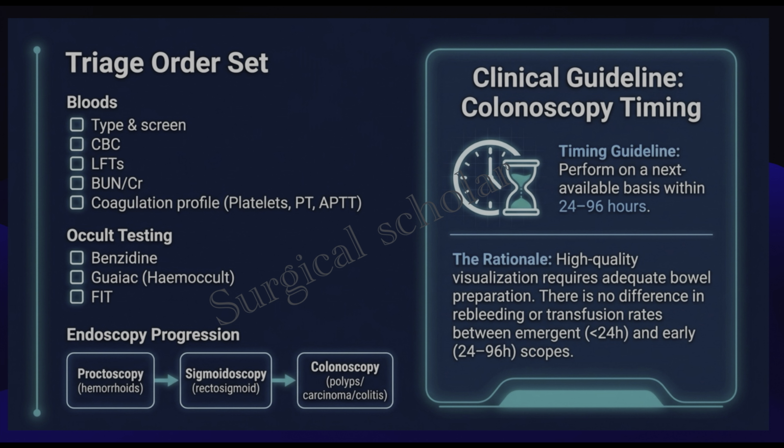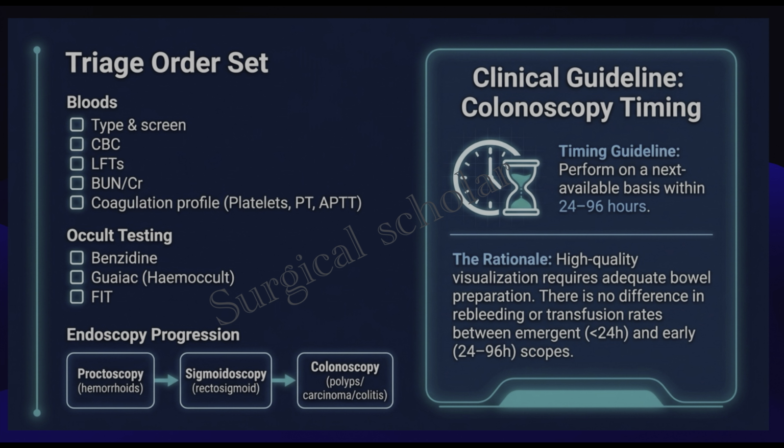In blood, we look for complete blood counts, LFTs, BUN or creatinine, coagulation profile, and occult blood is tested in stools by benzidine, guaiac method and FIT method. Endoscopic procedures done are proctoscopy followed by sigmoidoscopy followed by colonoscopy.